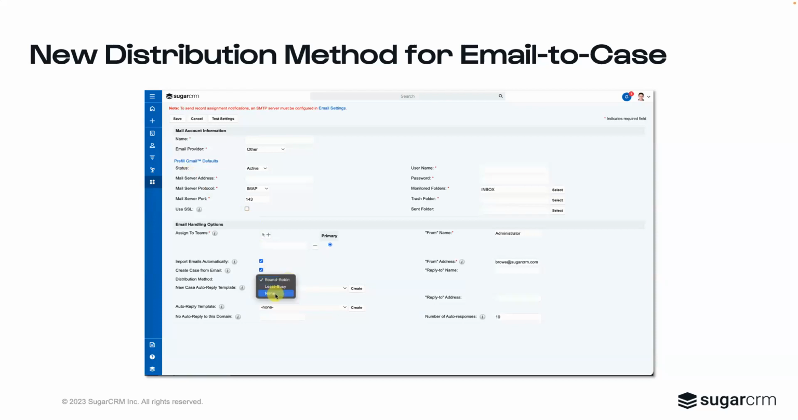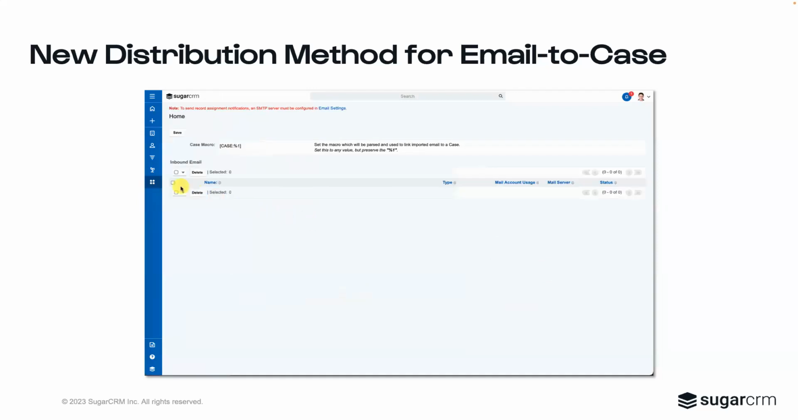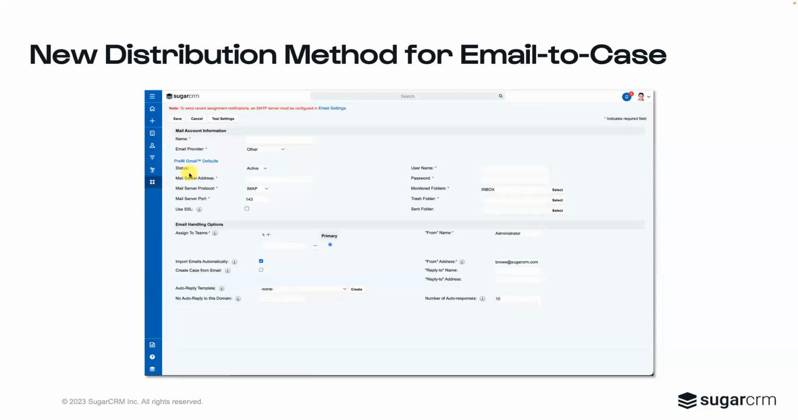So with the none option, those cases will be created and they will sit there within that queue, and you can either set up a business process to automate who that should go to, or you can assign it manually. There's just a lot more flexibility there. So that's just a quick and easy new option that's available for the email to case functionality.